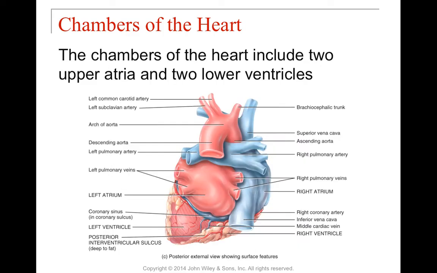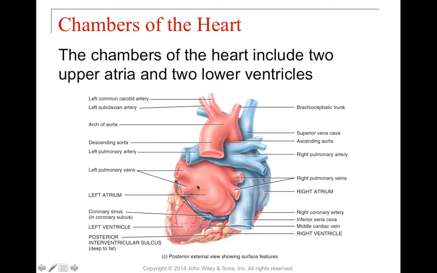All right, let's see. So the chambers of the heart have the two upper atria, again, the two lower ventricles. We talked about that. It's just a different depiction of it. Here's the arch of the aorta, as we talked about, with the three major sections coming off, the subclavian, the carotid, and the brachiocephalic. Coming in here, we have the superior vena cava. This is going to be deoxygenated blood returning in. We also are going to have the pulmonary arteries and the pulmonary veins.